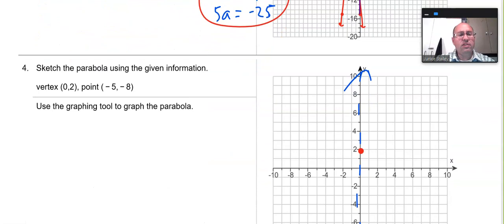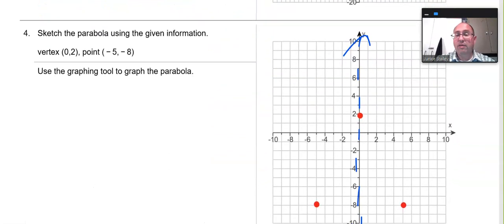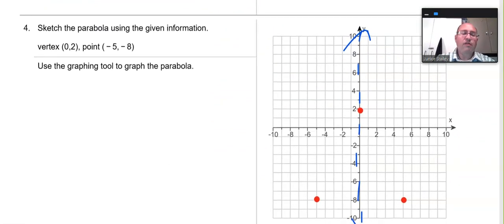All right, so sketch the parabola given the... So now I'm just given some basic information. At first you might think to yourself, oh my goodness, how am I going to do this? You only gave me the vertex and one other point. Well, I want you to understand something.